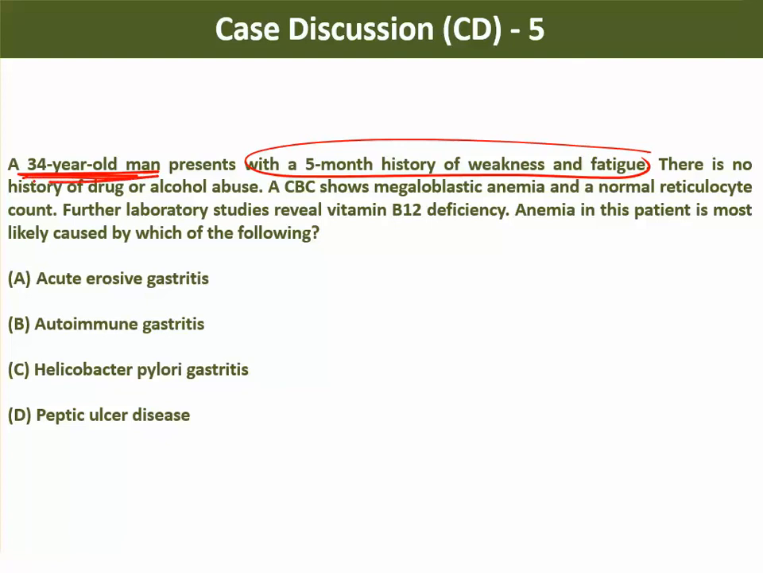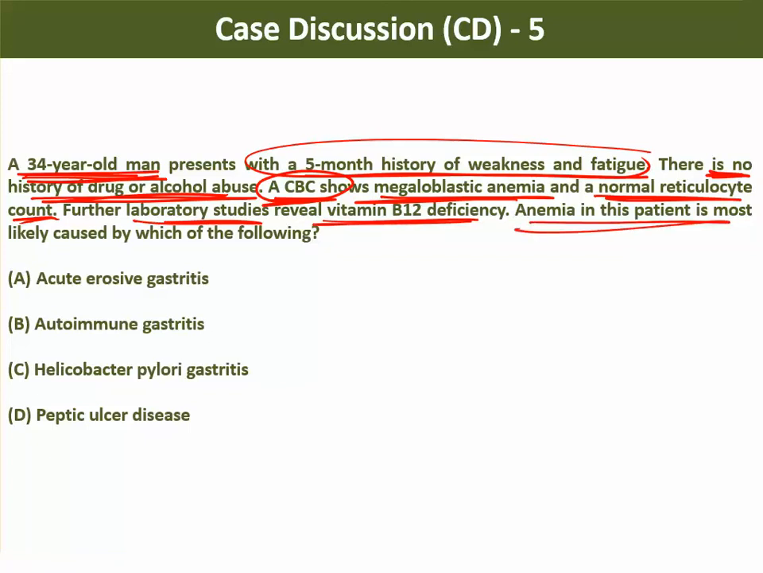Now, a 34-year-old man has a history of weakness and fatigue, and there is no history of drug or alcohol abuse. The patient's complete blood count, CBC, shows megaloblastic anemia and a normal reticulocyte count, and laboratory studies also revealed vitamin B12 deficiency. Anemia in this patient is most likely caused by which of the following? Here I am actually asking about the pathogenesis.